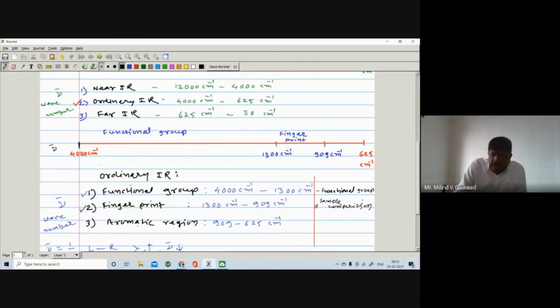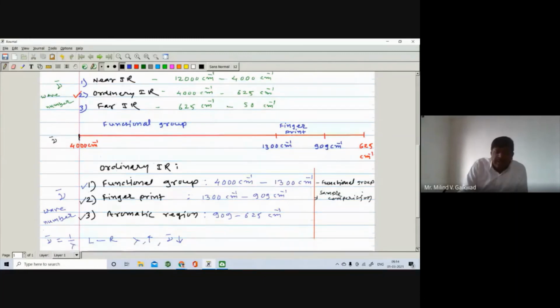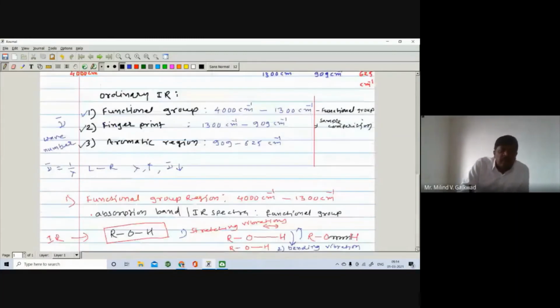Whatever spectra you are getting in the region 1300 to 909, if you have the same skeleton, then CCC bond, CCO bond, like this, in that case you get the fingerprint region. And the aromatic region: the name itself tells about it. The aromatic region is useful to find out the presence of an aromatic compound.